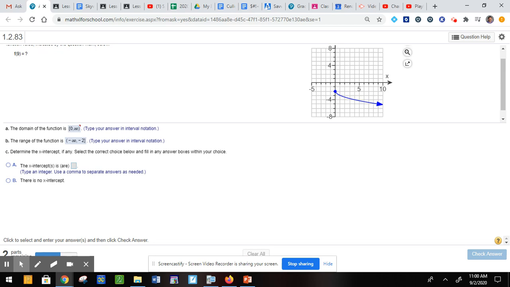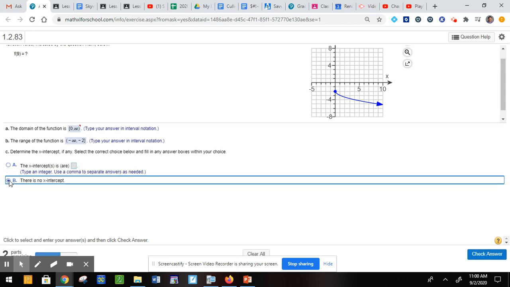Okay, what else is it asking about this? Determine the x-intercept, if any. Select the correct answer choice below. Well, it starts below the x-axis, and then it goes down forever. So it will never cross the x-axis. So for this one, I'm saying there is no x-intercept.